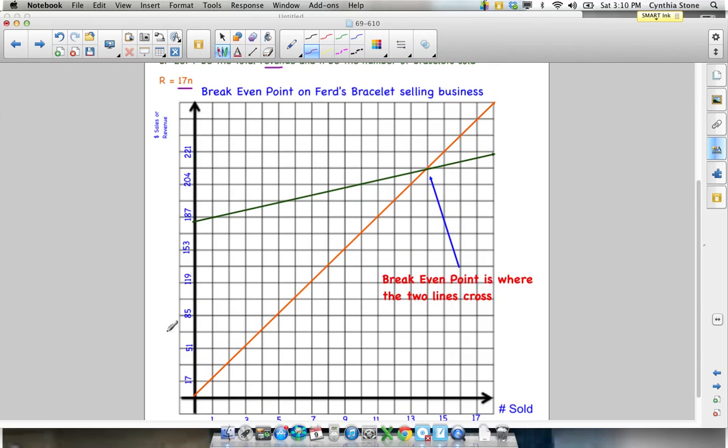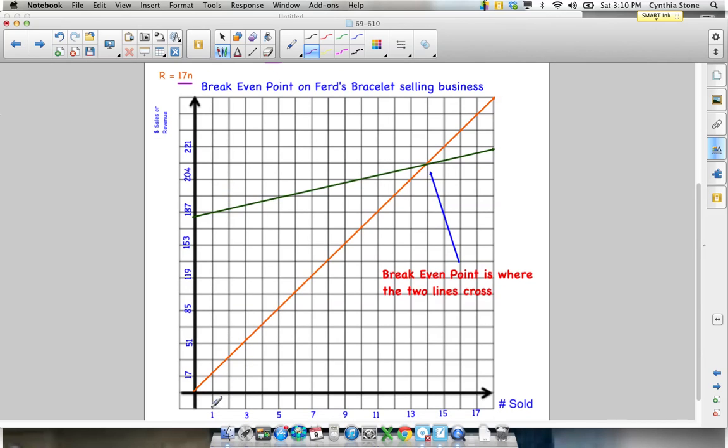Okay, so if you did the same question and chose something different for your scale, it's okay. I just wanted to make it easy. I'm kind of lazy. So I went up by 17s here just to make this part easy. My number sold, I went up by 1s. 1, 2, 3, 4, 5, 6, 7 bracelets.